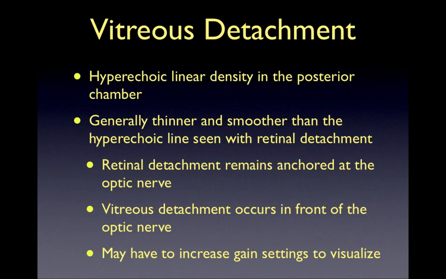Retinal detachment will remain anchored at the optic nerve site, whereas vitreous detachment, because it's not adherent to the posterior surface, will occur in front of the optic nerve. So the entire thing may be disrupted as opposed to being anchored at that optic nerve site. Vitreous detachment can be somewhat difficult to visualize. You may have to increase your gain settings in order to see it.